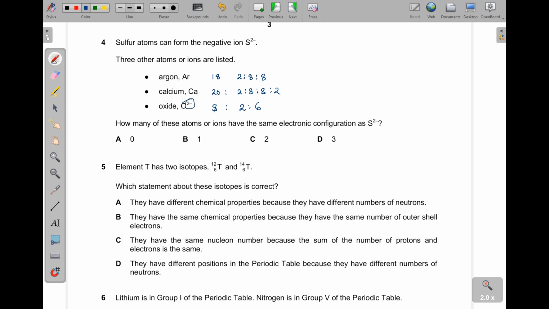2 minus means that it has gained 2 electrons, because electrons are negatively charged and protons are positively charged. So you have 2 extra electrons than protons. So this one will be 2, 8.